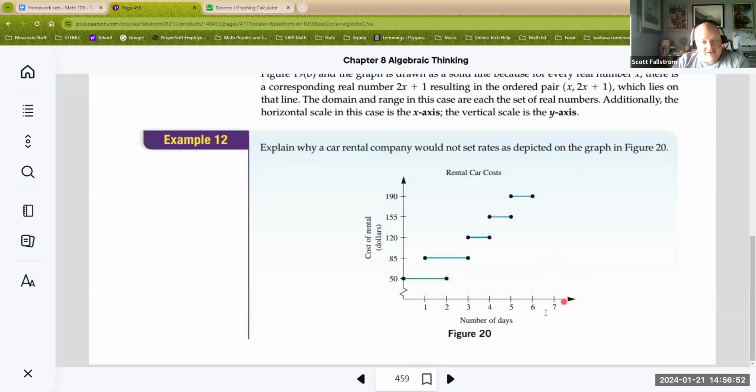And this is a graph. We should be able to read a graph like this, right? So why a rental car company would not set rates as depicted in this graph. Okay, why would they not set rates like this? So picture, right? So again, if I rented a car for half of a day, it'd cost me $50, looks like, right? If I rented a car for a day and a half, well, I've got a pretty serious problem. Am I paying 50 or 85? Like I don't know which one I'm paying. It could be either one. So this would be really, really bad for a car company.